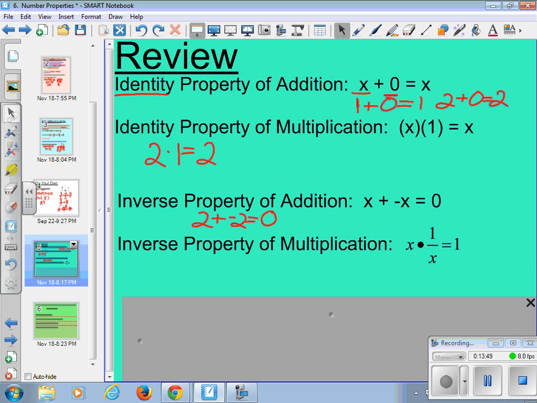Our inverse property of multiplication, we would flip and then multiply. So here we have x times 1 over x equals 1. Our inverse property of multiplication will always equal 1. So if we want to stick with our theme and keep our 2's, we can multiply 2 times 2 flipped, which would be 1 over 2, which will equal 2 over 2, which equals 1. And that holds true to any number. If you multiply a whole number times itself flipped, you will equal 1.